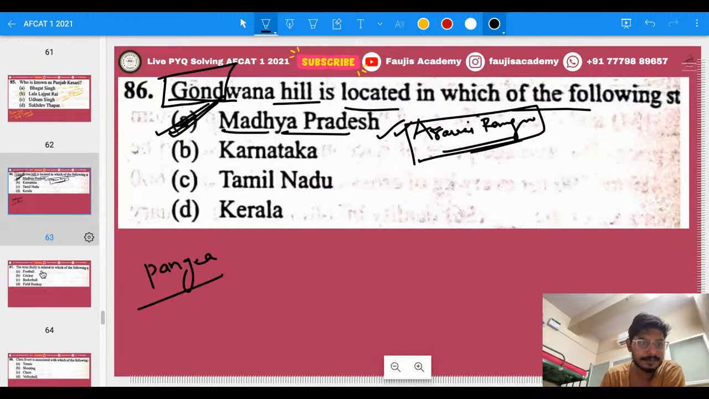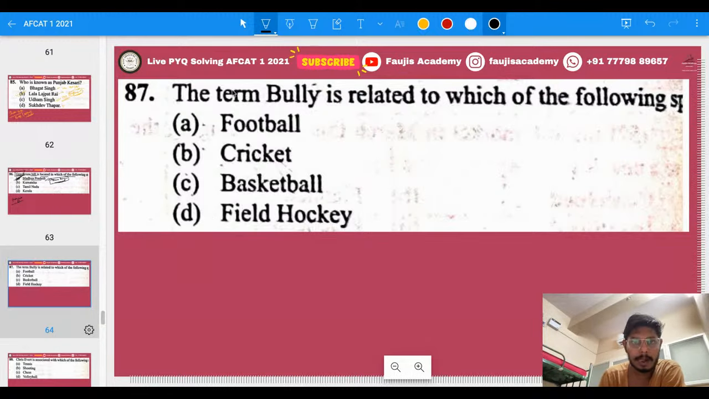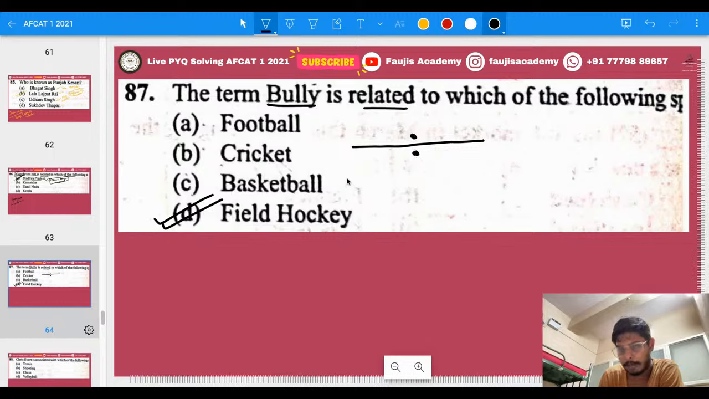Okay. All right. The term bully is related to which of the following sports? The term bully is related to hockey. What exactly happens in hockey is that, let us say this is the center line. Over here a player is there, and on the opposite side the opponent player will be there. The referee will place the ball over here.